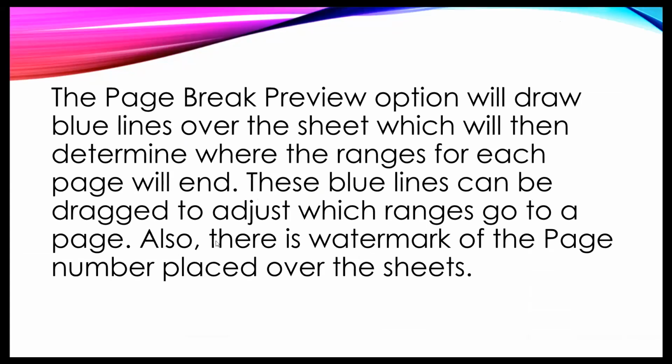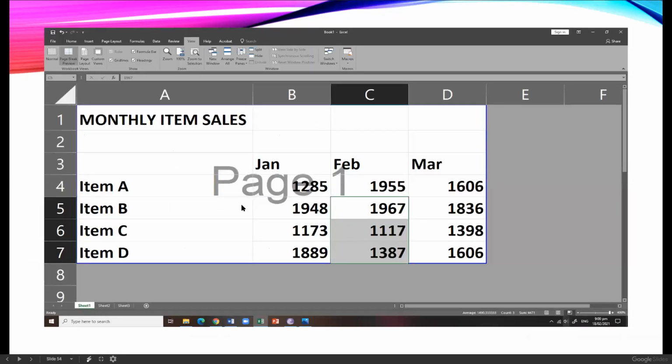These blue lines can be dragged to adjust which ranges go to a page. Also, there is a watermark of the page number placed over the sheets. That's just like the one you actually saw a while ago. It has a watermark of page 1 and page 2. This one is the watermark.